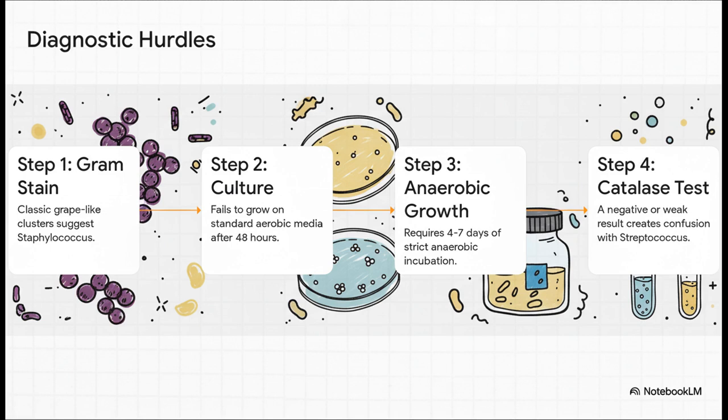You check your standard aerobic plates after 48 hours, and there's nothing. At this point, the culture could easily be tossed as negative. But if you happen to set up an anaerobic plate, and you're really patient, you might see these tiny little colonies pop up after 4, 5, maybe even 7 days. And here's the final kicker. You go to do a catalase test, and it's negative. Or maybe just a little weakly positive. Your whole algorithm is now shot. It looks like a staph, but it's acting like a strep. What do you do with that?